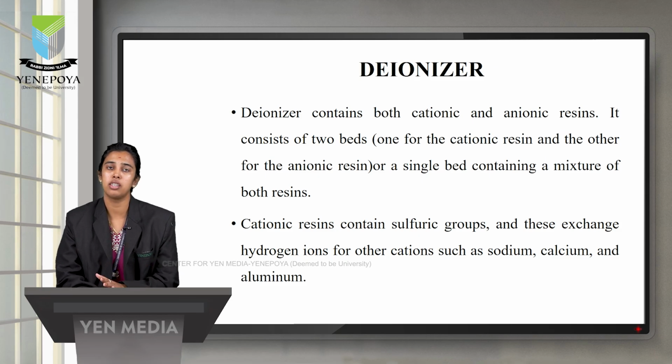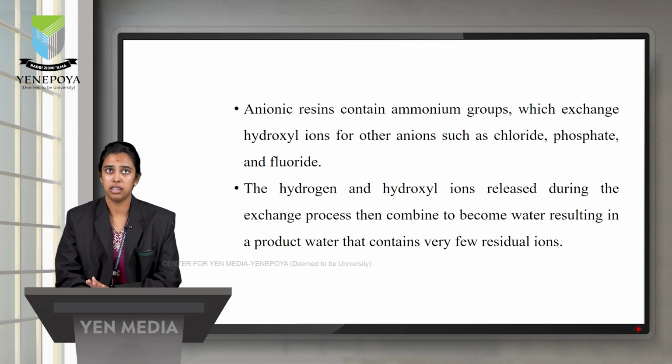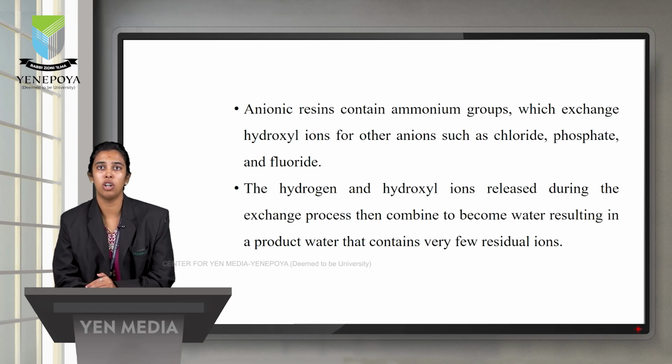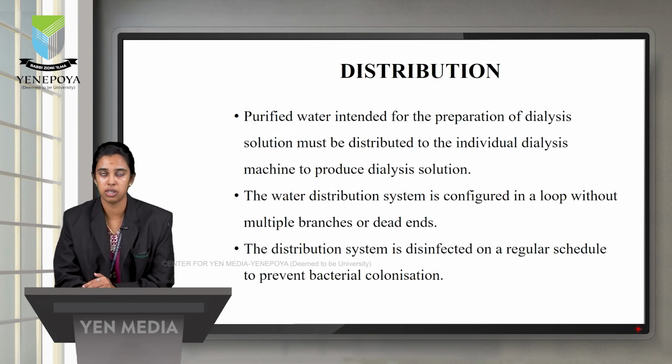The cationic resins contain sulfonic groups. They exchange hydrogen ions for cations such as sodium, calcium and aluminium. And then we have the anionic resin, which contains ammonium groups which exchange hydroxyl ions for chloride, phosphate and fluoride. These hydrogen and hydroxyl ions are released during the exchange process. They combine to become water, resulting in product water that contains very few residual ions.